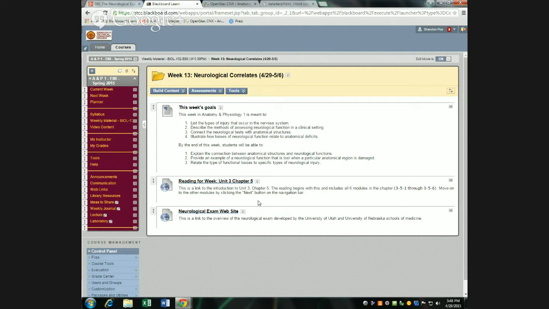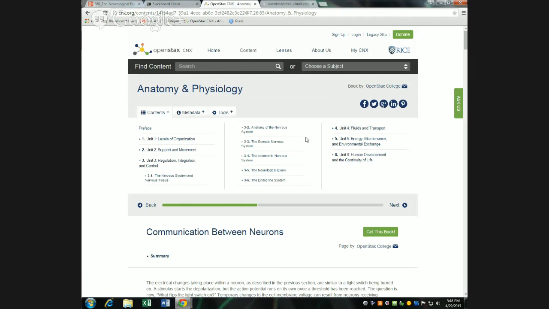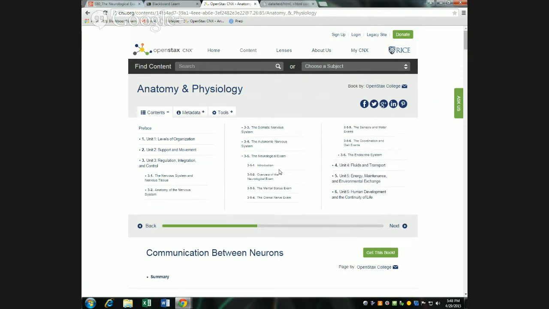So this week, the week folder is called Neurological Correlates. What it's really getting at is what's called the Neurological Exam. I don't call the folder that because in the past students have seen that as the title for the week and thought that meant they were taking an exam. But we're actually just talking about this exam.